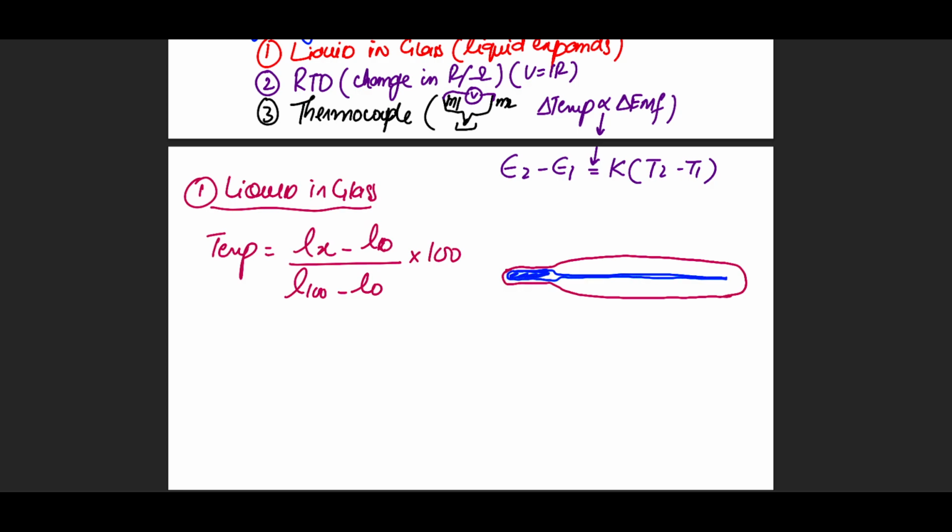So this is the bulb. So this is the starting point. And let's say this is our 0 degree centigrade mark. This is our X degree centigrade, which we want to measure. And let's say this is our 100 degree centigrade mark.